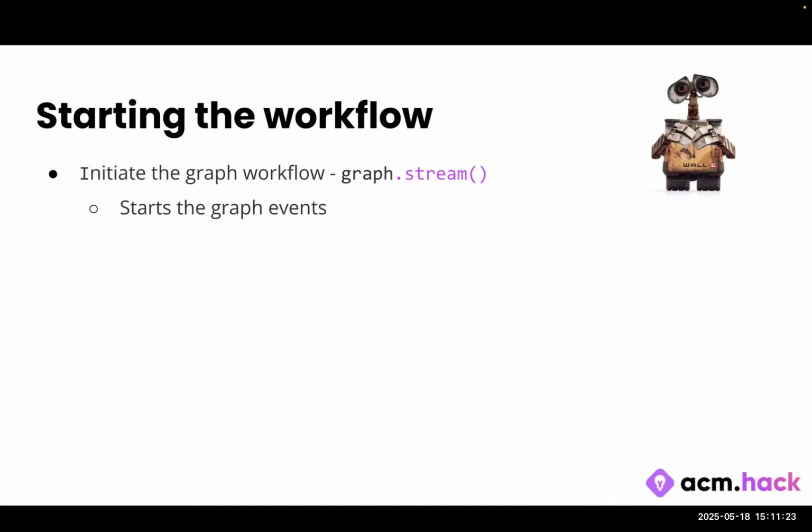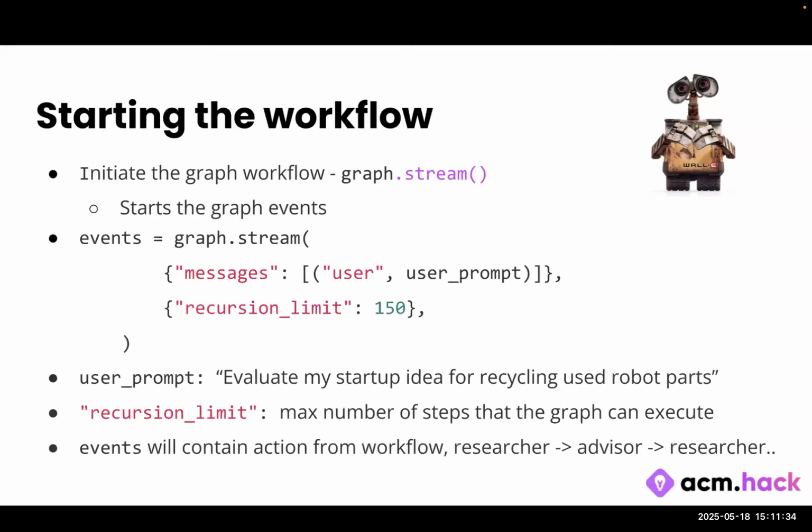Okay, so as I said before, we want to start the graph, and LangGraph also makes it pretty easy. We just do graph.stream, and that just starts all the events in our graph. And then as Sebastian was saying earlier, we want to set a recursion limit. But first, before that, we want to enter our prompt in that argument. As you see here, the syntax is just we're a user, and then we have a user prompt.